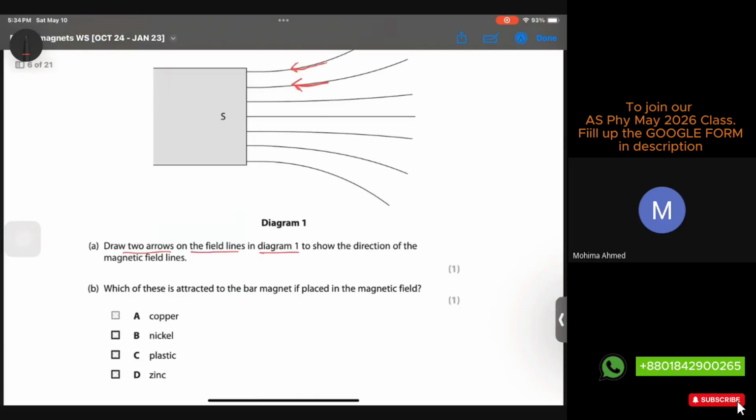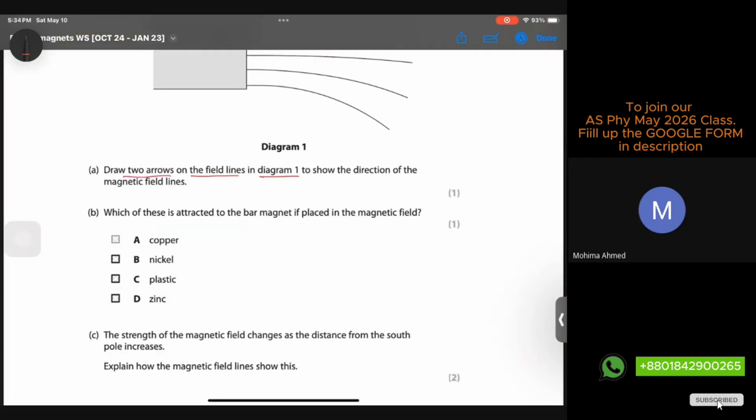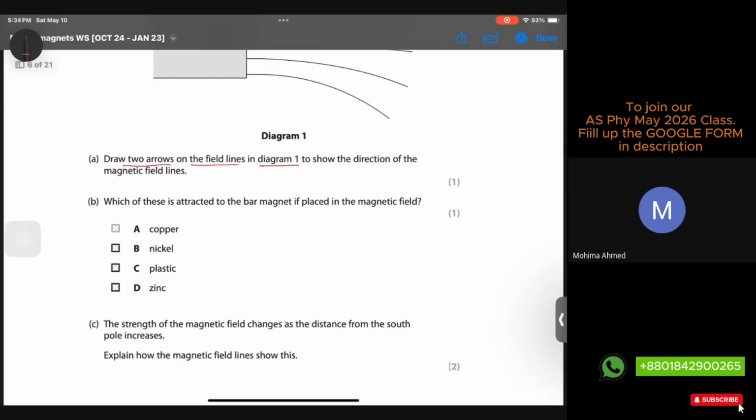Then again, which of these is attracted to the bar magnet if placed in the magnetic field? Copper, nickel, plastic, zinc. Plastic obviously will not be attracted because plastic is just a non-magnetic material. This will not attract. Then in between nickel and zinc, these are transition metals. Transition metals do not actually have magnetic properties, but copper is a specific metal. Wait, copper is also a transition metal, right?